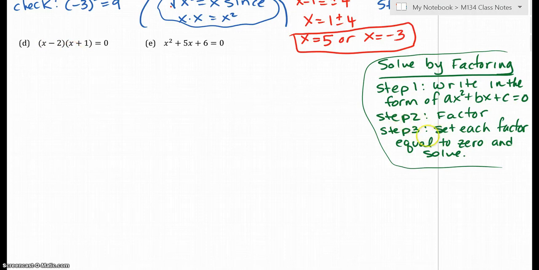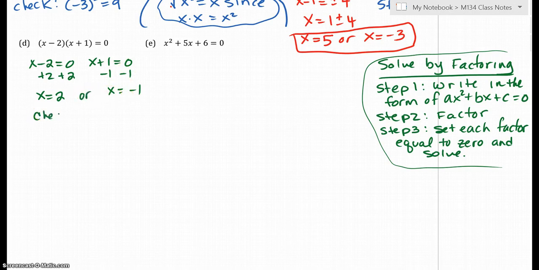So I'm going to start with D, step 3, set each factor equal to 0. The reason you can do that is when you multiply 2 numbers with one of them 0, the whole thing is 0. 0 times anything is 0. So you can see this here. Like this one, if I solve this, I can add 2 to both sides and solve. And this one I could subtract 1 from both sides. These are the answers. Let's do a little check. You can see here if I plug in a 2 into that original, let's just write down the original.